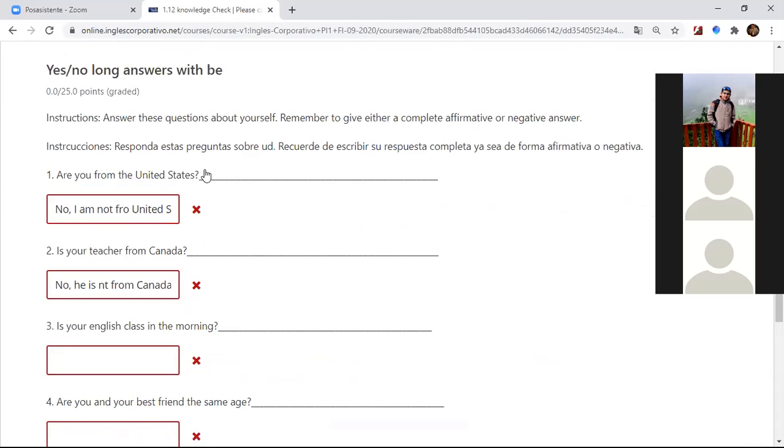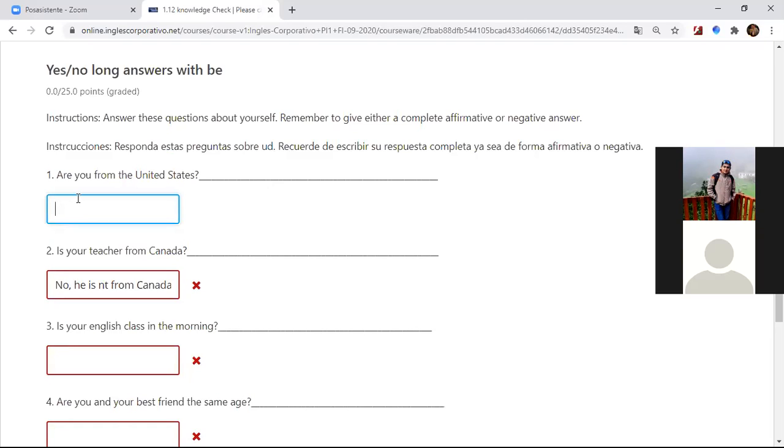Okay. Now it says, answer these questions about yourself. La respuesta es personal, right? Remember to give either an affirmative or negative answer. So it's affirmative or negative, right? Okay, now, I will erase this part. Now, I need a volunteer. Tell me, teacher Mauricio, or me, teacher Rocío, me, teacher Marvin, et cetera. Okay, volunteers for number one.